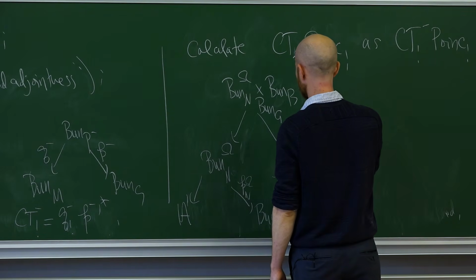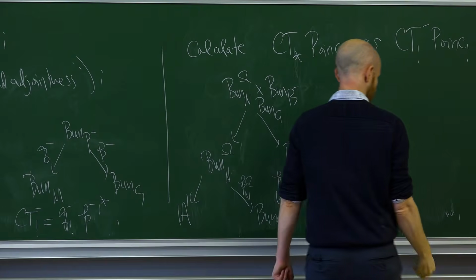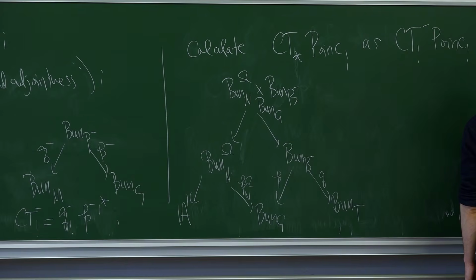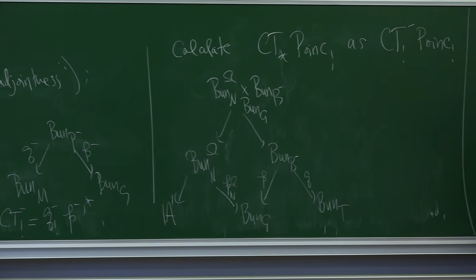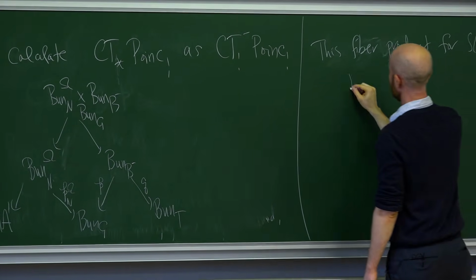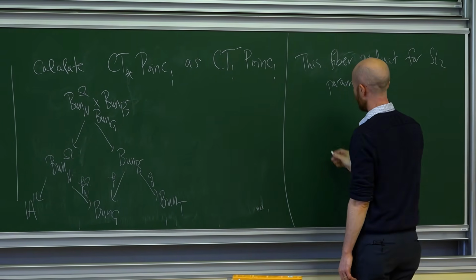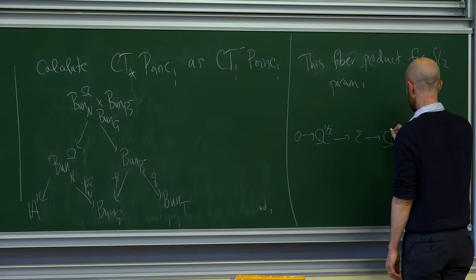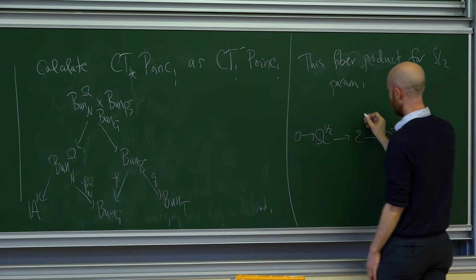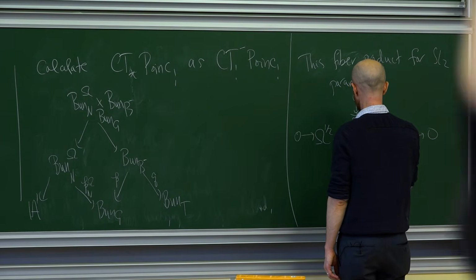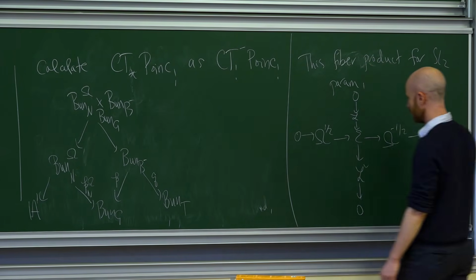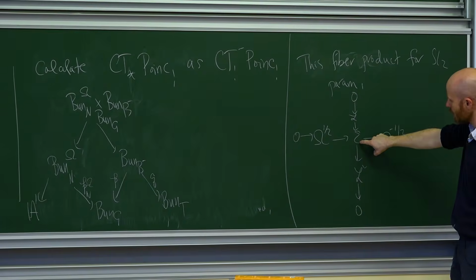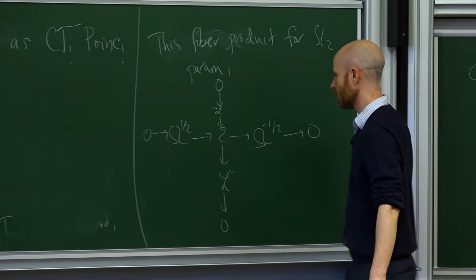So what is this Bun B minus? What is this fiber product? This fiber product, let's say for SL2, parametrizes the following sorts of data. I have a point in this Bun N omega, and then I also have a point in Bun B. And I should say that these both give isomorphisms between the determinant of E and O, and those should give you the same isomorphism.